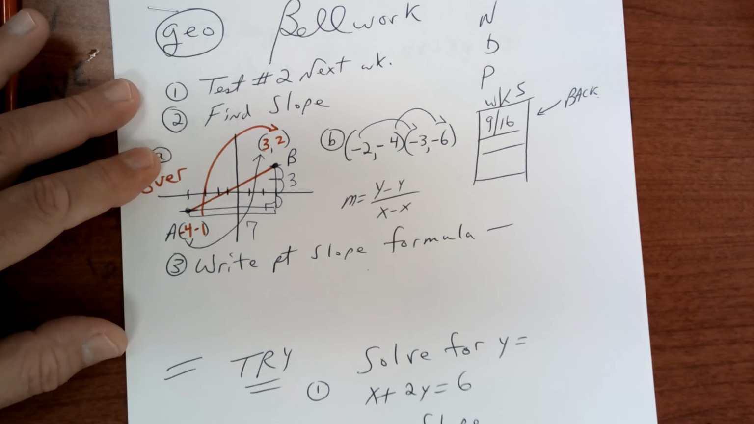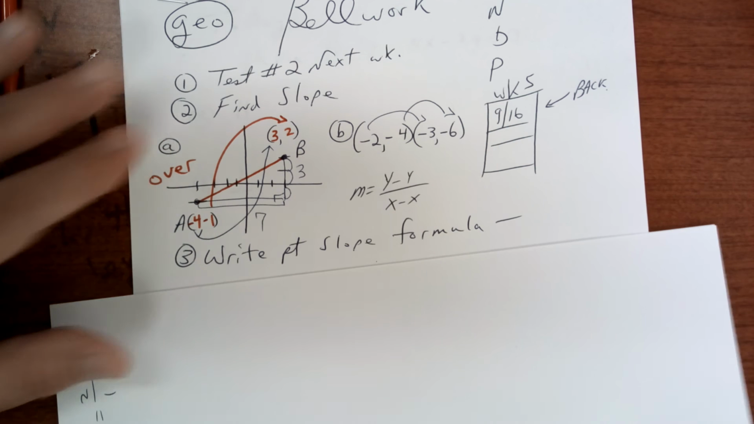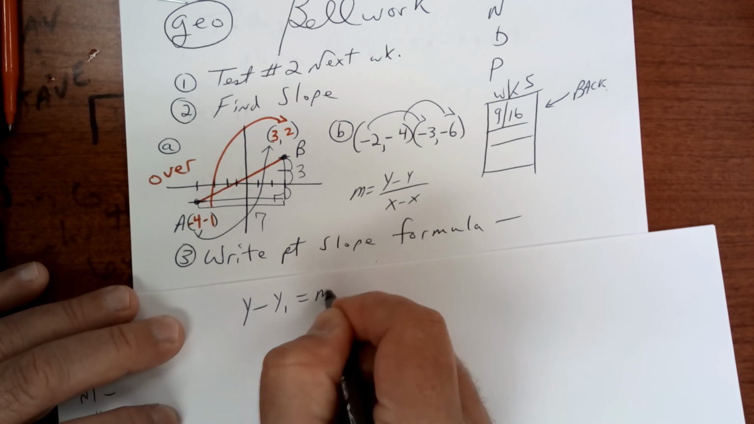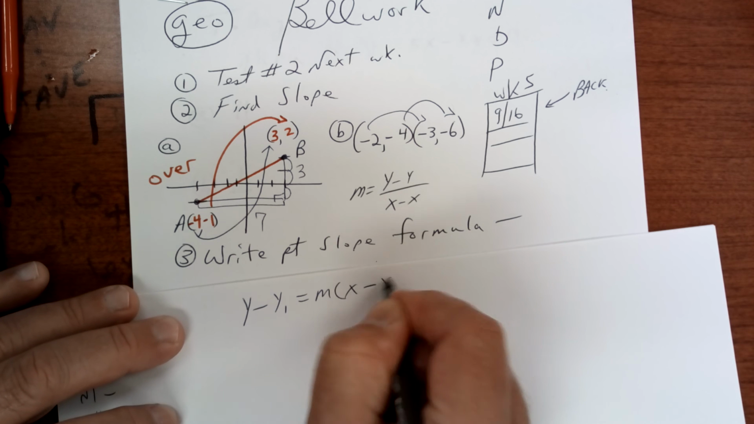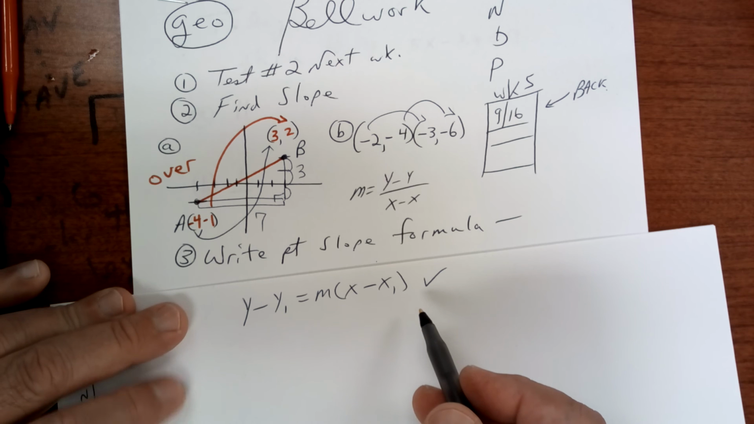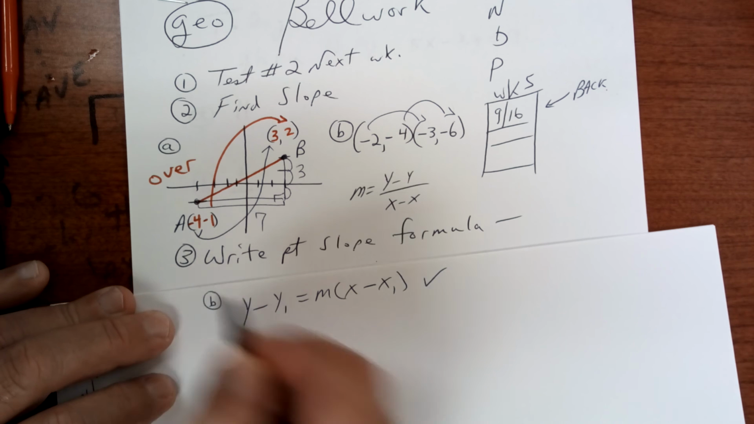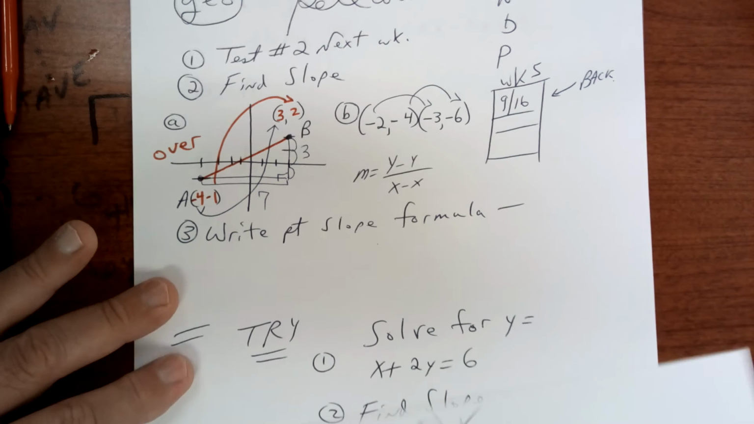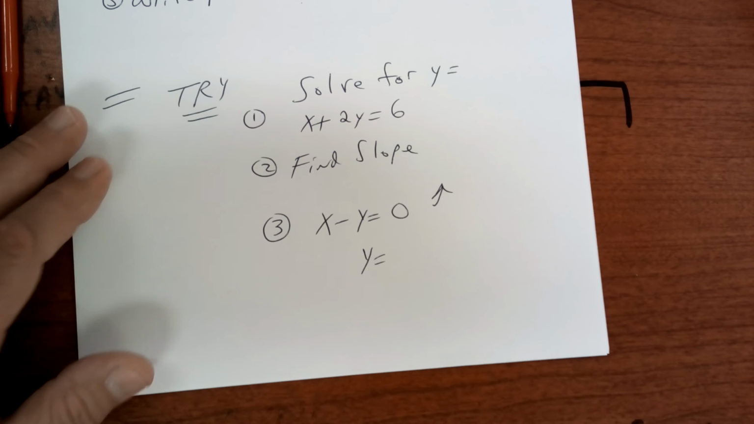Okay, so write point slope formula. That's y minus y equals m times x minus x. Memorize it, and this is on the board by the clock. This is letter B on the board. Make sure you can find it, so look for it. All right, let's go on. On a new sheet of paper, copy all of this down.